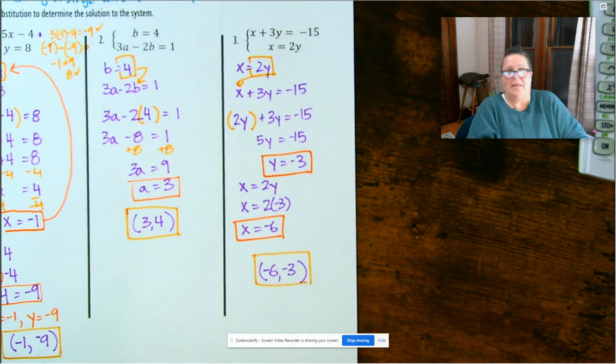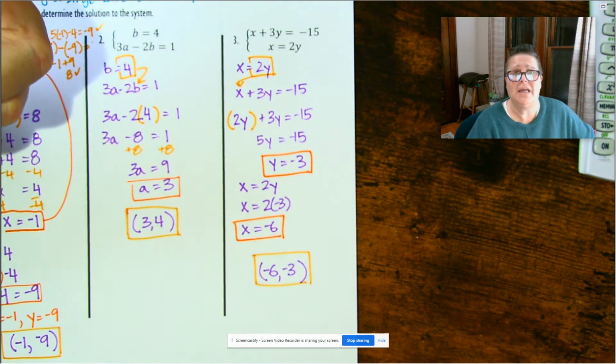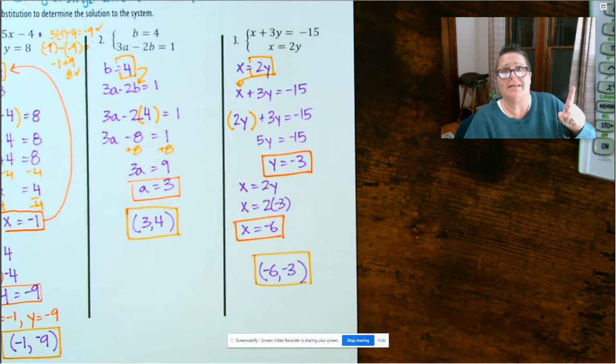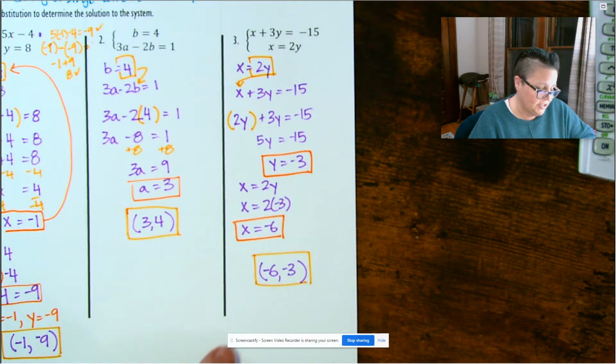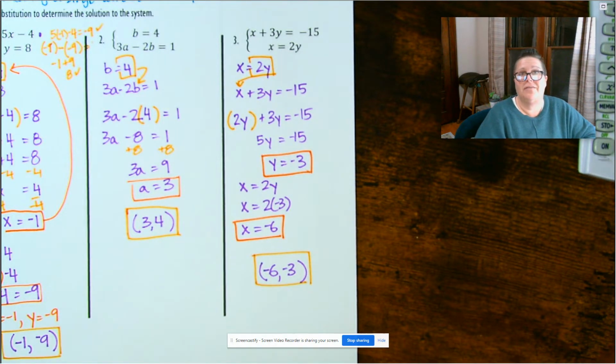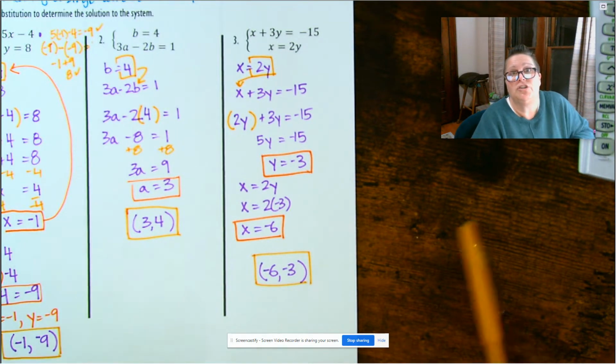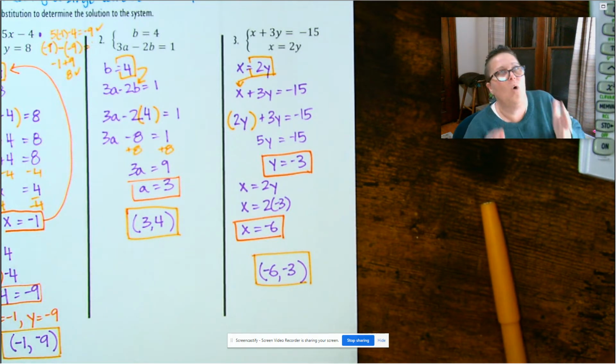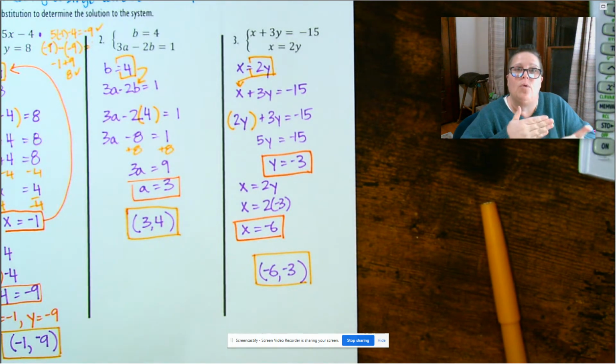What does this tell me? If I were to graph these two lines, they would intersect at one point. And that one point of intersection would be negative 6, negative 3. The solution to a system, no matter what way you solve it, is the point of intersection if you were to have graphed it. Okay?